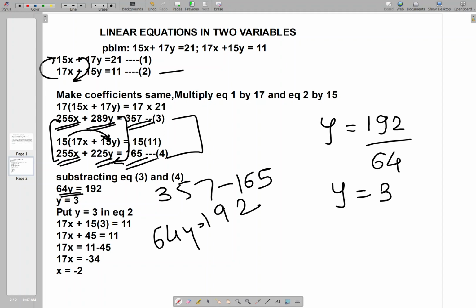So the value of y is 3. So now put it in any equation. It can be equation 1, 2, 3 or 4. So putting it in equation 2, we just solve this and I'll get the value as x equal to -2.